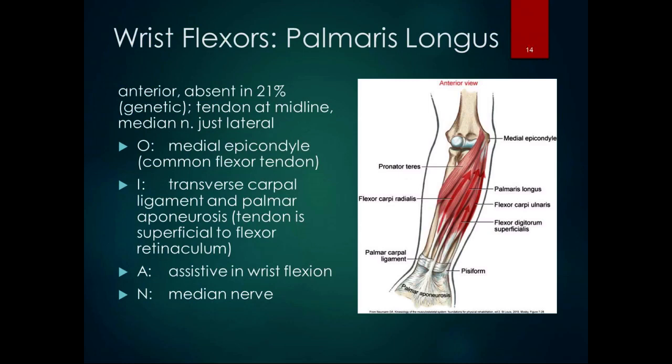I don't know how much that's helping us, because obviously 21% of people can get along without it, but kind of an interesting little, there always has to be a freak in the group, right? So palmaris longus is sort of our freak. But it's pretty neat that it doesn't have a bony distal attachment.